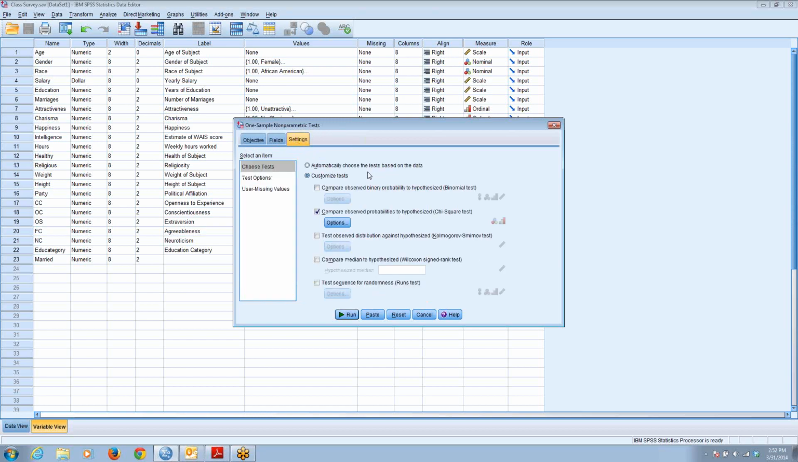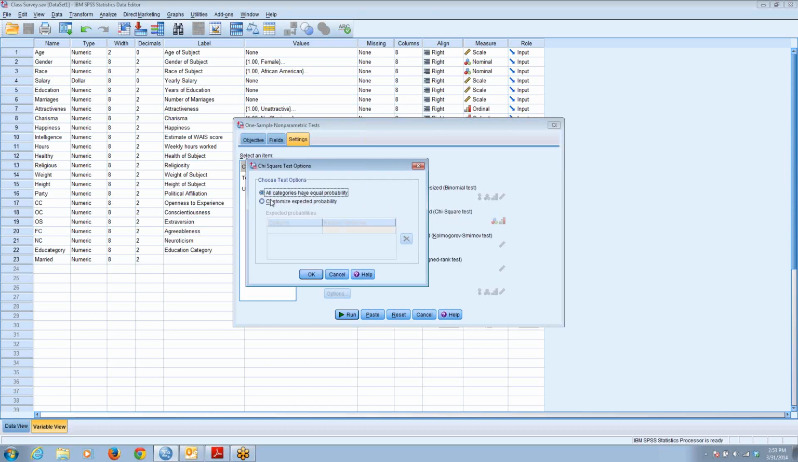Then go to settings, and this is the default that it automatically chooses the test based on the data. But I like to just ask it directly to do a chi-square test. And you can either say that all categories have equal probability, which would be true for men and women, right? It's 50-50 in the population. Or you can customize expected probabilities.